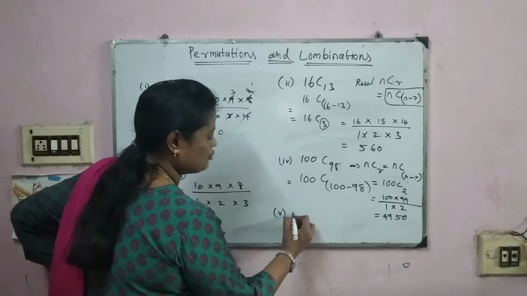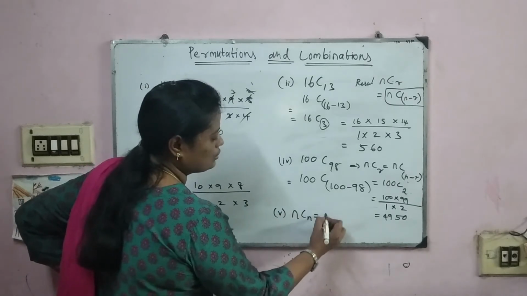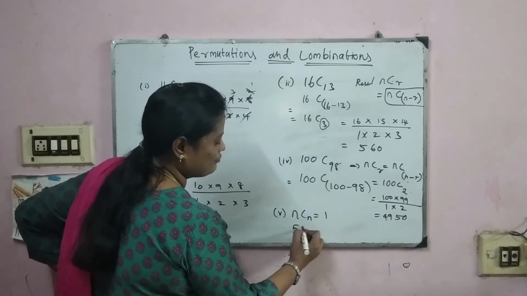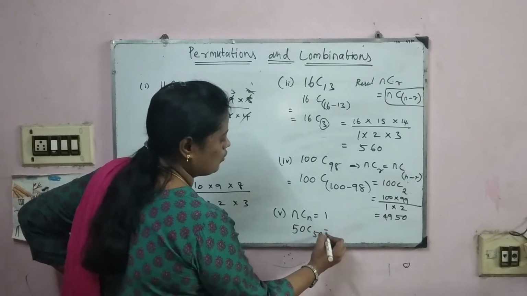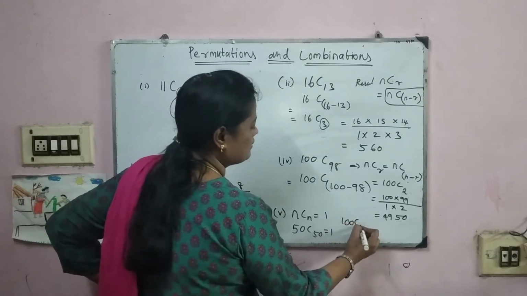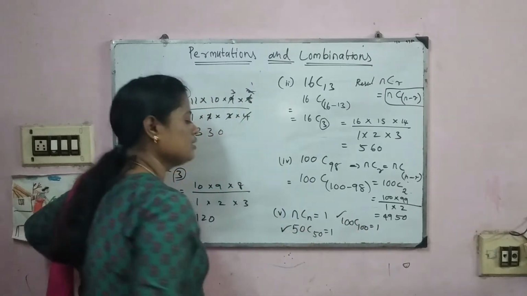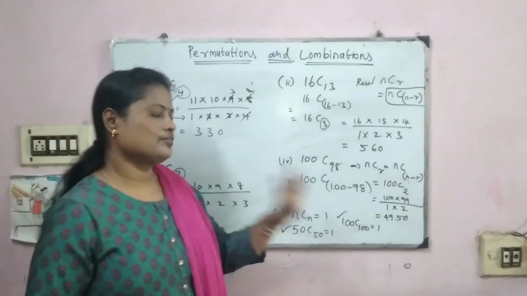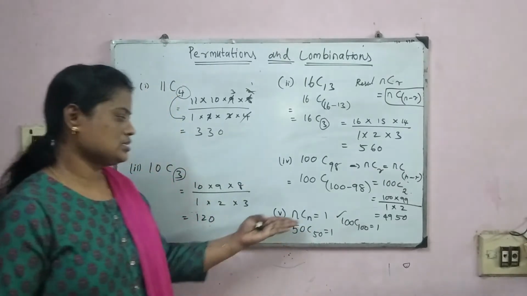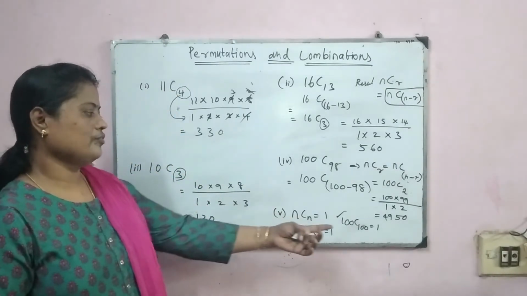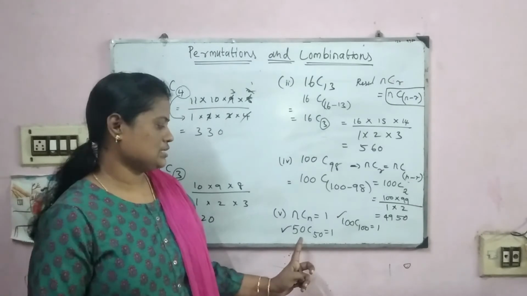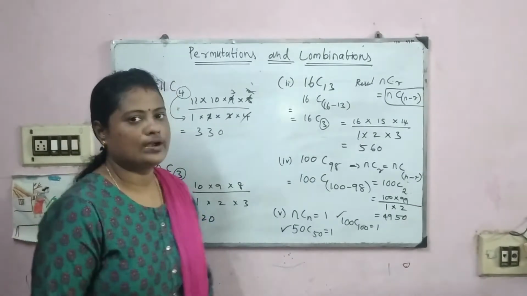And the fifth problem: you have one result, the value of nCn is 1. So similarly 50C50, the value is 1. 100C100, the value is 1. Under this result the value of nCn is 1, because using the formula we get 50C50 as 1.